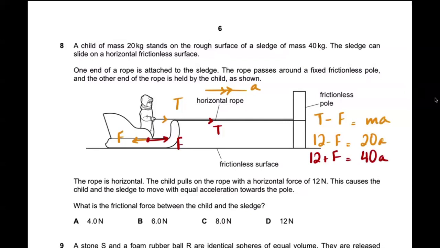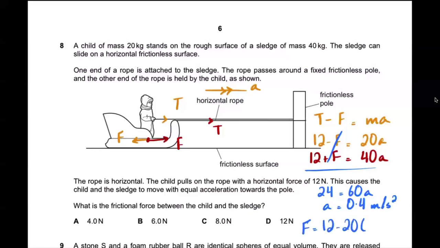Now, when I work with these, if I add both of these equations together, these cancel out. So this becomes 24 equals 60A. And then you can calculate A and plug that back into either of the equations to get the F, right? So 12 minus F equals 20A. So F would be equal to 12 minus 20A. So 12 minus 20 times this thing, which is 4 Newtons. Again, this, in my opinion, is one of the most difficult questions I have ever seen on dynamics. So make sure you get this one.